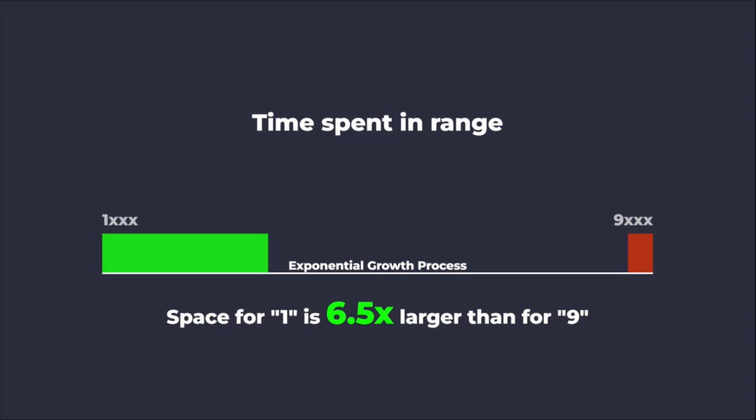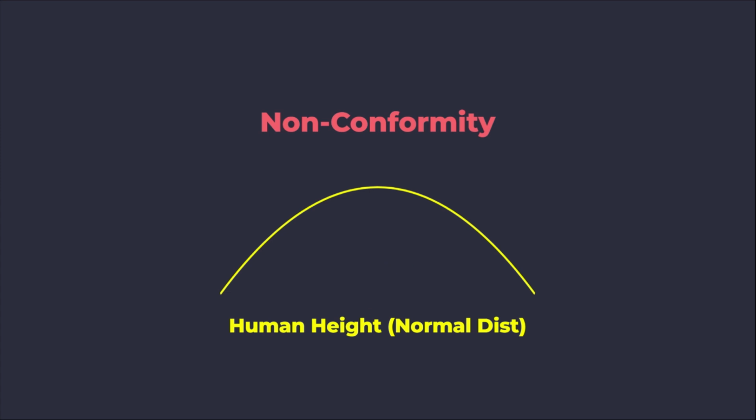The reason these conform is that their generation involves multiplicative growth or exponential decay, ensuring that the numbers are spread logarithmically across the number line. When a quantity grows exponentially, it spends more time in the range starting with 1, for example 1,000 to 1,999, than in the range starting with 9, which is 9,000 to 9,999.